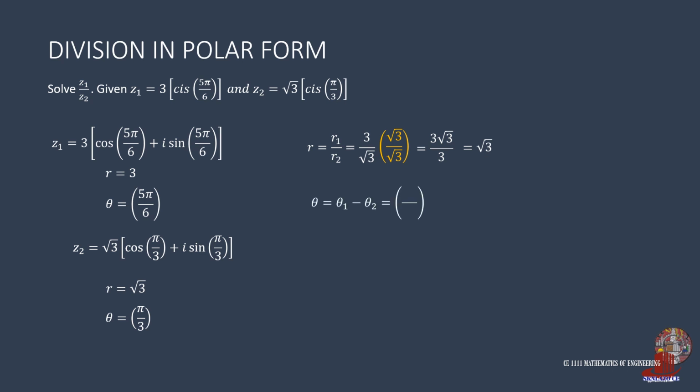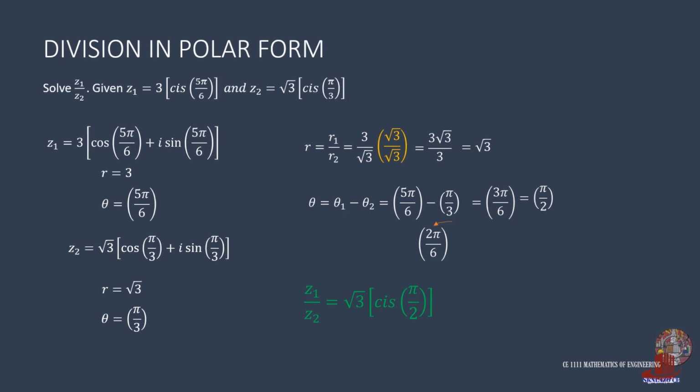Theta is then the difference of the two thetas, that is 5/6 of pi minus 1/3 of pi. By LCD, the second theta would be equivalent to 2 pi over 6. So 5 pi minus 2 pi becomes 3 pi over 6, reduced to pi over 2. Therefore, the quotient of the complex numbers is root of 3 cis half of pi.